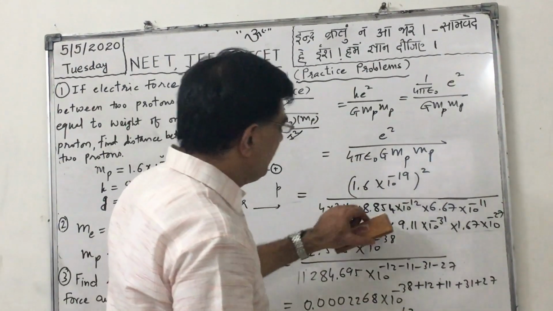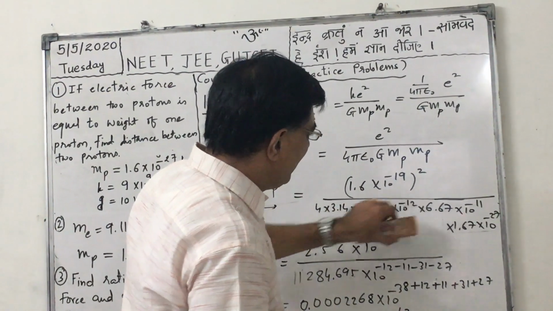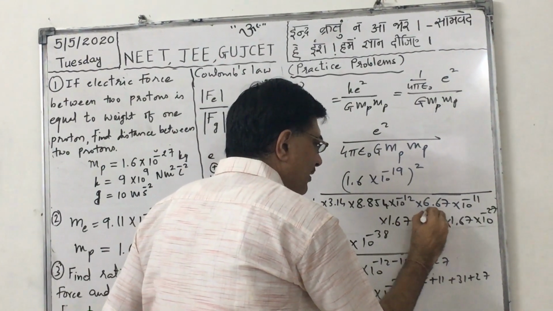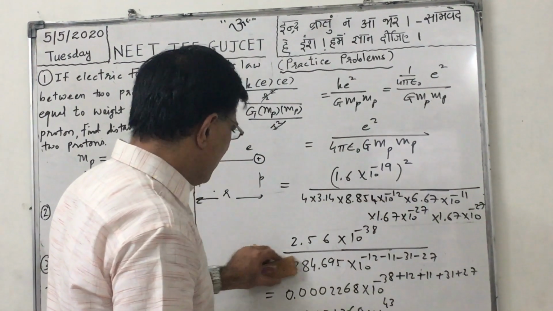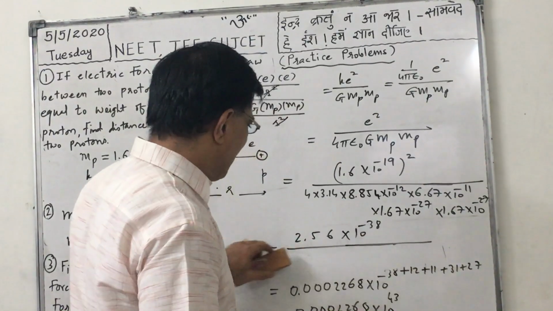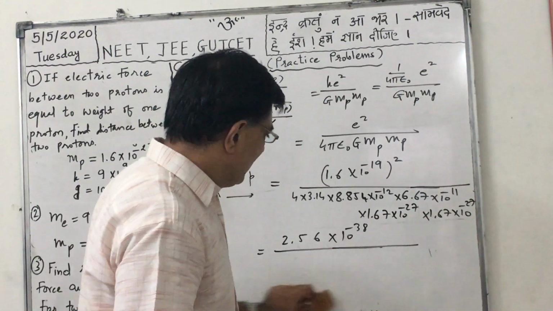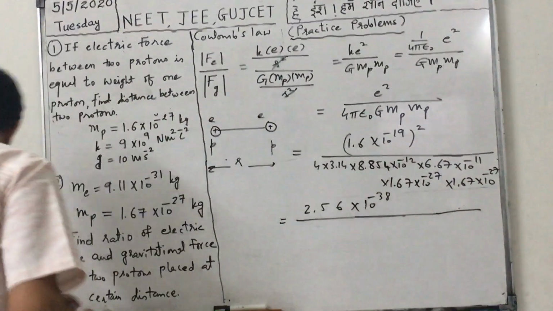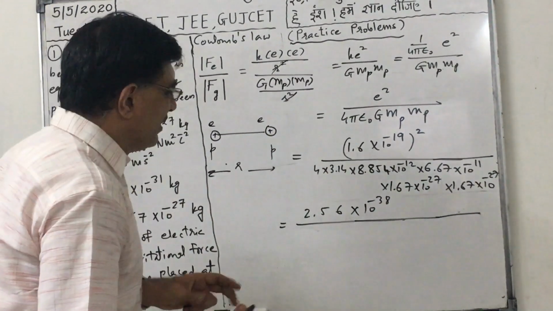So just this mass of electron we have to remove, and in that place we have to put the mass of proton. So this number will change and accordingly the answer will change. Let us calculate. Actually you should calculate at your place, but I will try for some problems, not for all.